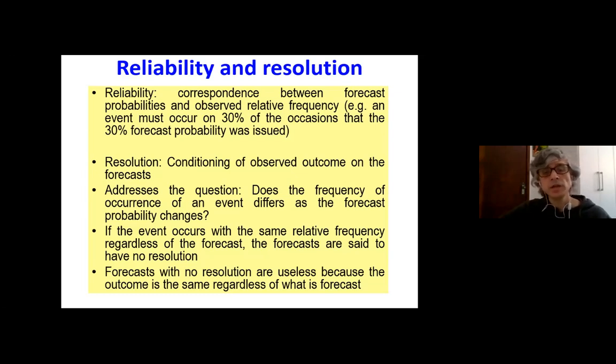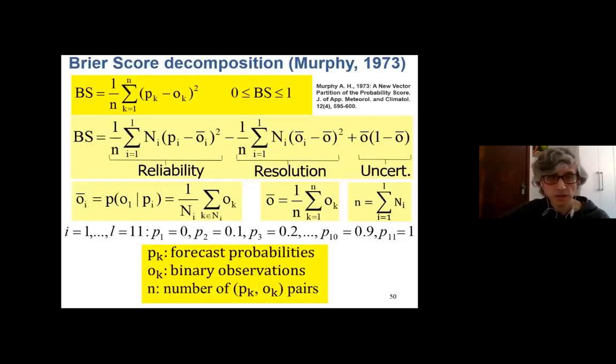So a nice way, as I think Machikita introduced yesterday, to look at this attribute is by looking at the decomposition of the Brier score, as you can see here in this slide. And this was first proposed in this paper by Murphy in 73.